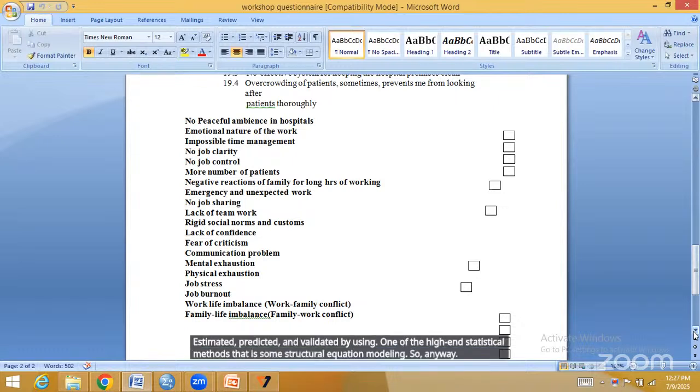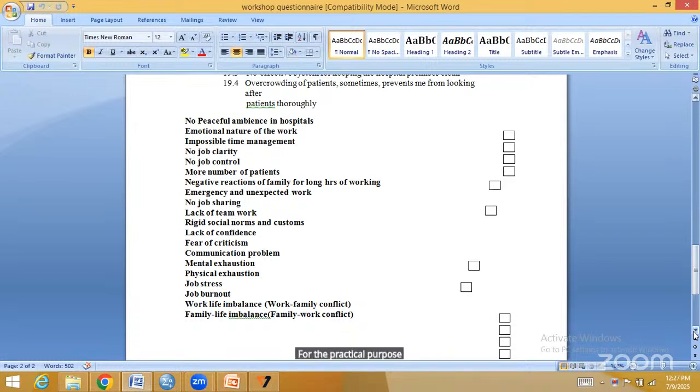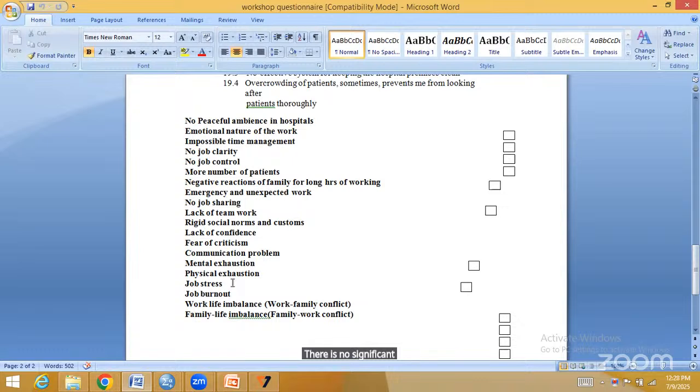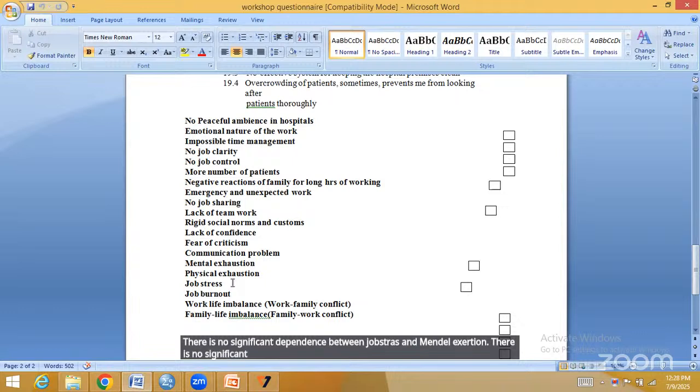So anyway, for the practical purpose, I will explain one relation. See, job stress is the influence of mental exhaustion and physical exhaustion. So how far is job stress influenced by mental exhaustion and physical exhaustion, or how do mental exhaustion and physical exhaustion influence job stress? See, there is a hypothesis. What is the hypothesis? There is no significant dependence between job stress and mental exhaustion. There is no significant dependence between job stress and physical exhaustion.